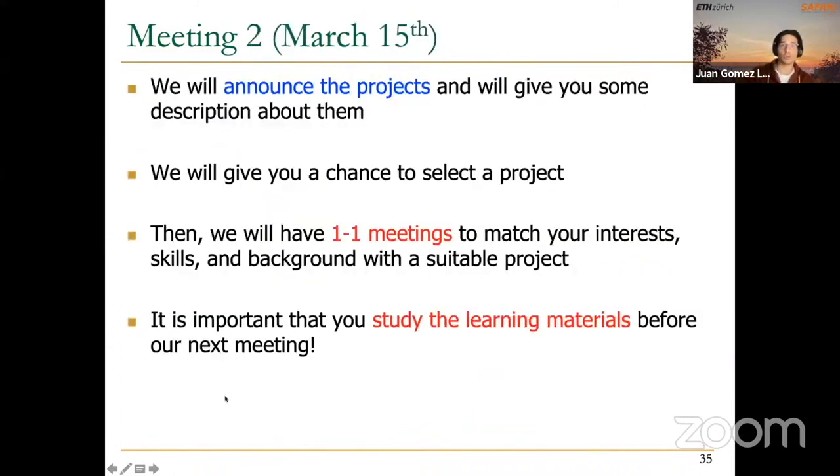The next meeting, as you already know, is next Tuesday. We will announce the projects there. You will have the chance to select your project or to rank the projects and let us know your favorite ones. After that, we will have one-to-one meetings with you to discuss the projects and your preferences, and find the best fit for you. It is important that you study the learning materials before our next meeting, because this way you will already have some background and understand better the type of projects that we will present.